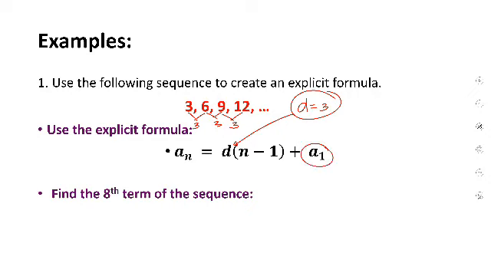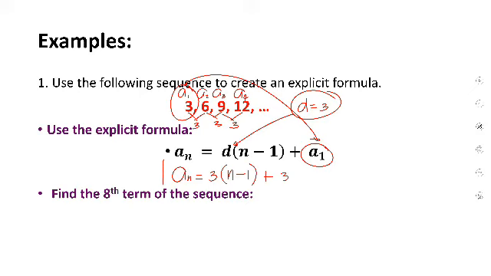How about this a sub 1? Remember, the first term is a sub 1, the second term is a sub 2, the third term is a sub 3, and the fourth term is a sub 4. So a sub 1 is the first term, which is 3. So we'll just plug in those values to the formula so that we will have the explicit formula now. So a sub n is equal to 3 times the parenthesis n minus 1 plus our a sub 1, or the first term, which is 3. Okay, so we will be using this formula so that we would be able to find the nth term of a given sequence, which is the next question.